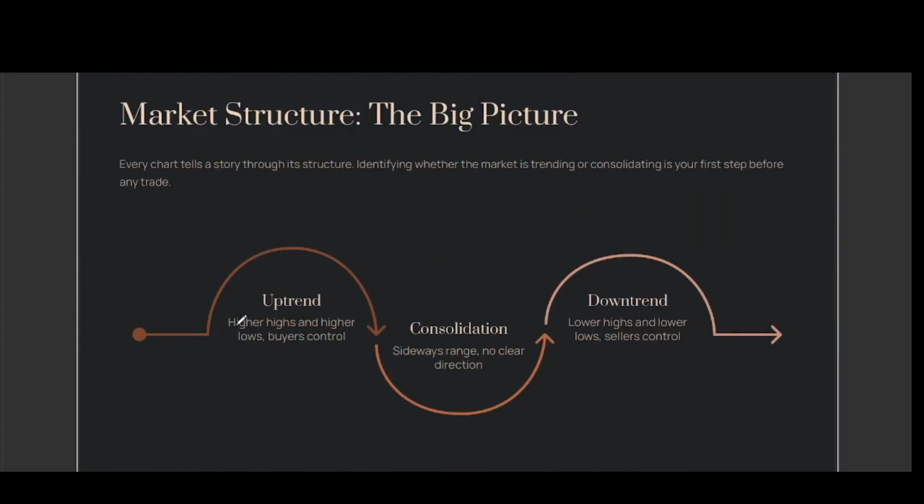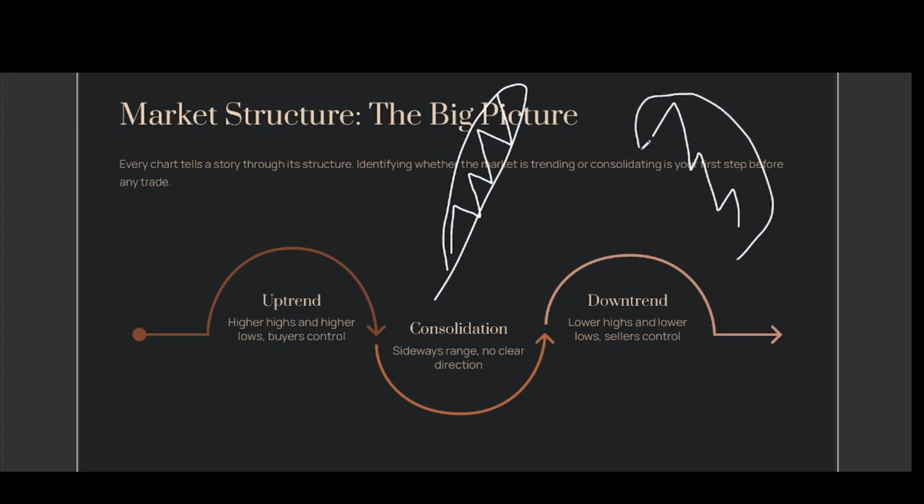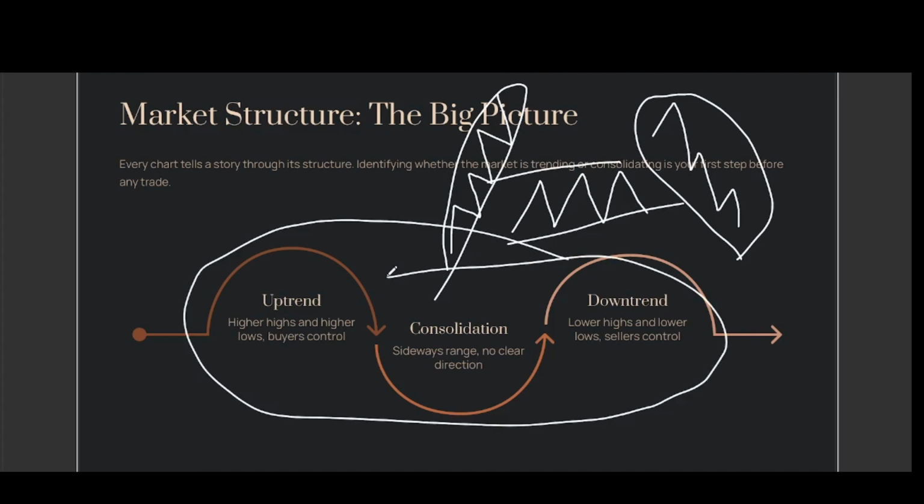How is a market formed? Generally, there are only 3 types of movements you'll ever find in the market. First is an uptrend, where the market makes continuous higher highs and higher lows and keeps going in an upward direction. Next is a downtrend, where the market makes lower highs and lower lows and keeps going downward. And the next is consolidation. This is a choppy, sideways range market where the market is moving between 2 zones, like between a support and resistance or between any zones. Only these 3 things together make up the market's movement.